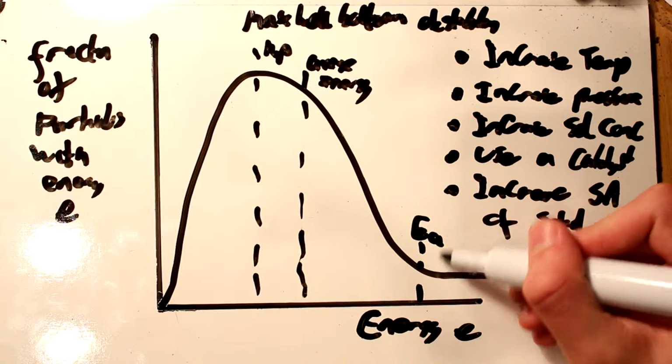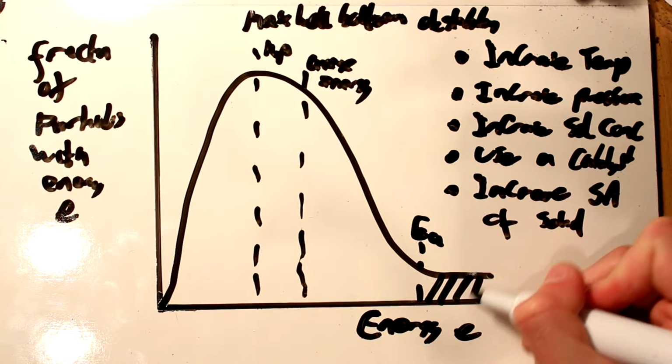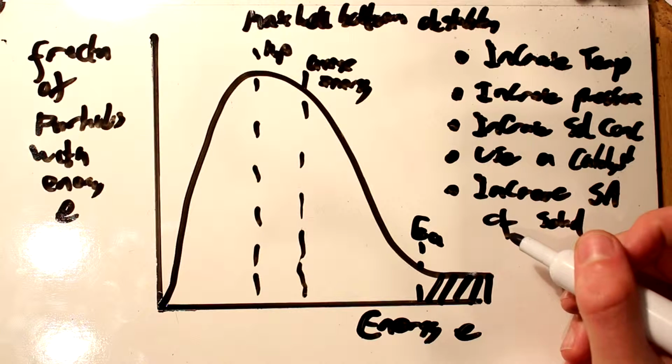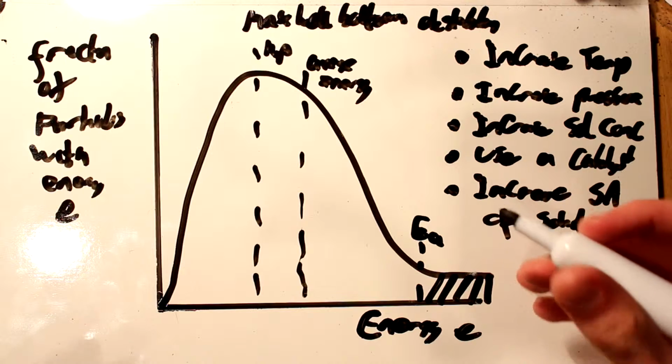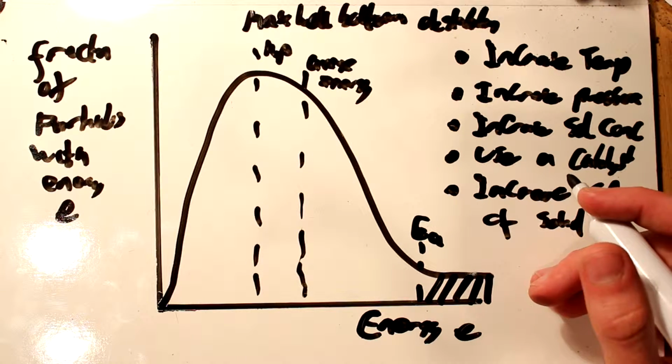So the activation energy point here, if you found the area of this bit beyond it, this bit I'm just shading in now, then that would be the number of particles that can successfully react together and form a product of the reaction.